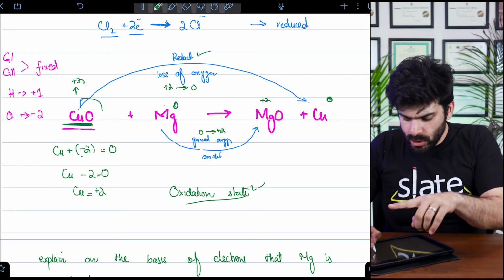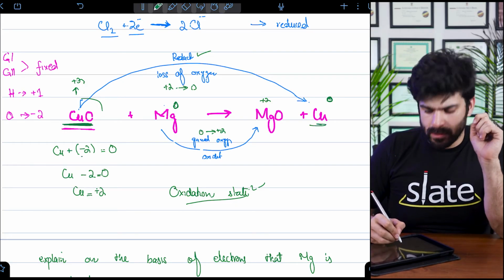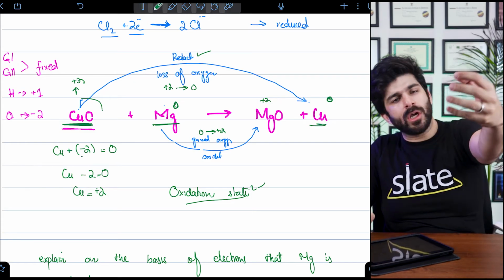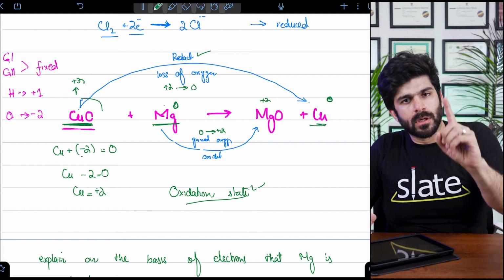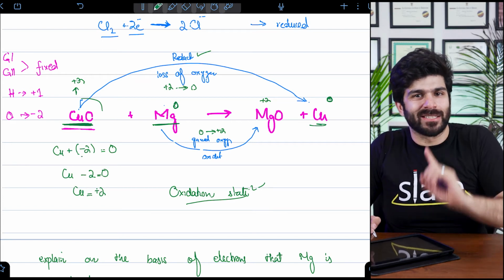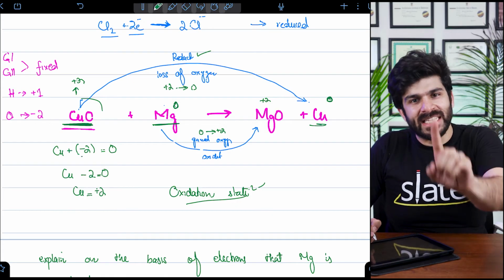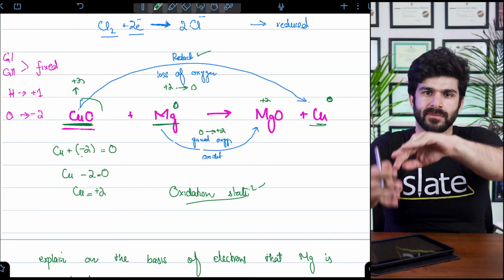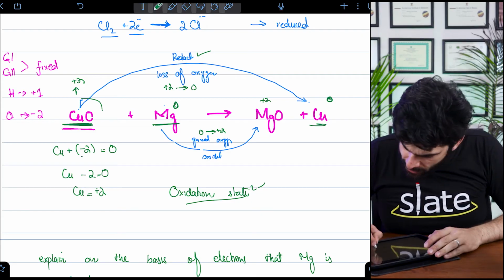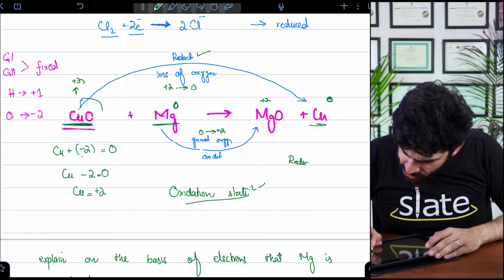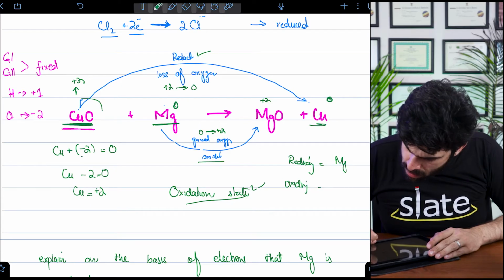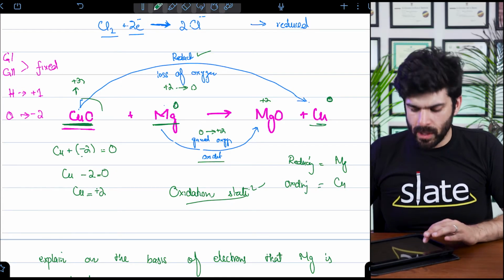Copper is getting reduced, but who is reducing copper? Magnesium. Magnesium is the one who took away copper's oxygen. So the entity which gets oxidized is the reducing agent, and the entity which gets reduced is the oxidizing agent. It's the opposite effect. So here, reducing agent, the one getting oxidized, that's magnesium. Oxidizing agent, the one getting reduced, that's copper.